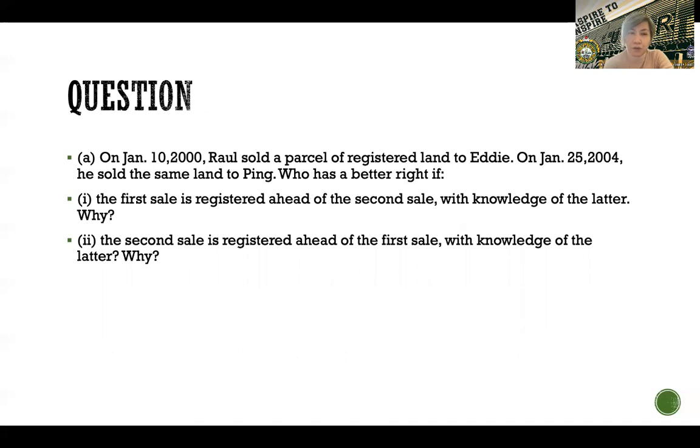So question. On January 10, 2000, Raul sold a parcel of registered land to Eddie. On January 25, 2004, he sold the same land to Pink. Who has a better right if the first sale is registered ahead of the second sale with knowledge of the latter? And second question. If the second sale is registered ahead of the first sale with knowledge of the latter. So yun, kaya pag-answer, no?